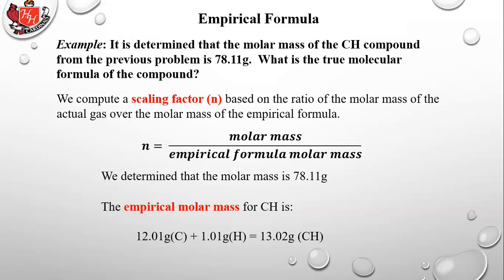Carbon is 12.01 grams per mole. Hydrogen is 1.01. You have one of each of those, so that adds up to 13.02 grams of CH, and that's called the empirical molar mass. Again, there's no such thing as a CH molecule, but this is going to help us to get to the actual chemical formula.